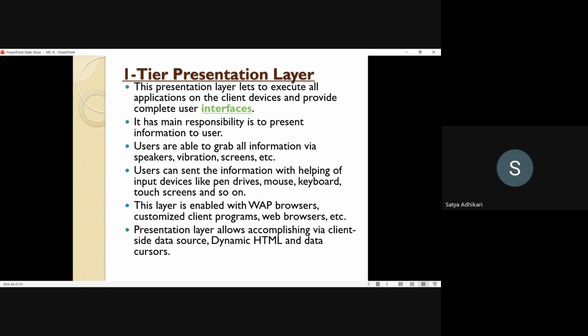Okay, so this is the presentation layer. Users are able to grab all information via speaker, vibrations, or screens. So you can grab all the data through any output device, either it is a speaker or your mobile phone screen.